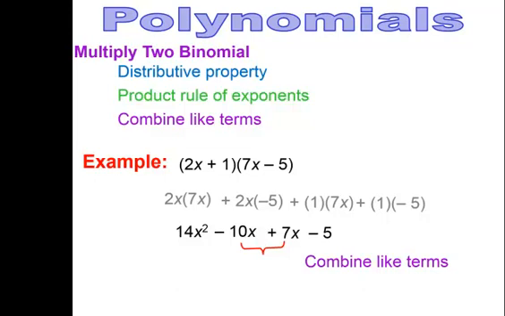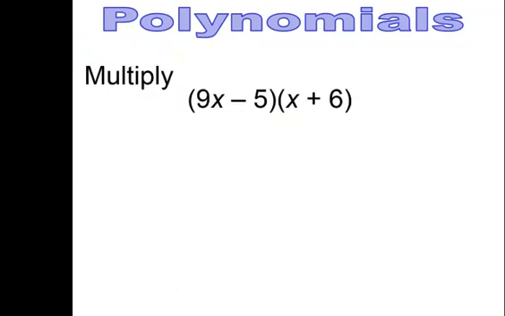So in this case, I'm going to have a negative 10 plus 7. So you're going to end up subtracting and keeping the sign of the higher number. So this is going to end up being 14x squared minus 3x minus 7. So don't forget that last step of combining like terms. Pause and try.